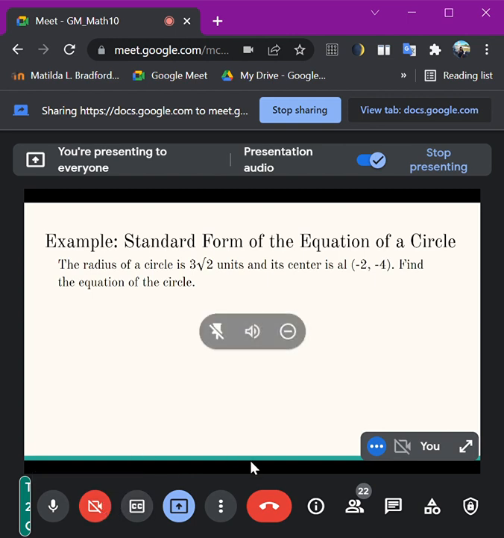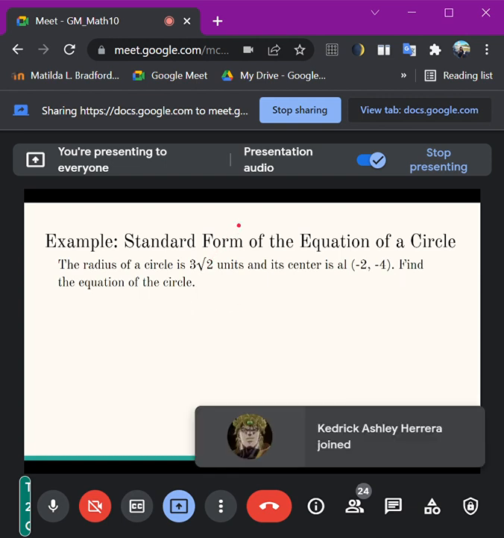The radius of a circle is 3 square root of 2 units and its center is negative 2, negative 4. Find the equation of the circle. Okay, thank you, Lim. So you have there, the radius of a circle is 3 square root of 2 units and its center is at negative 2, negative 4. So find the equation of the circle.